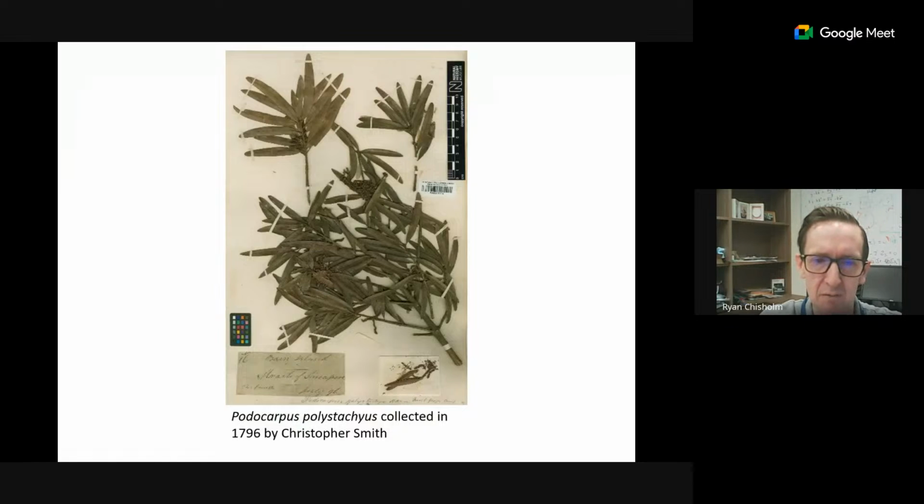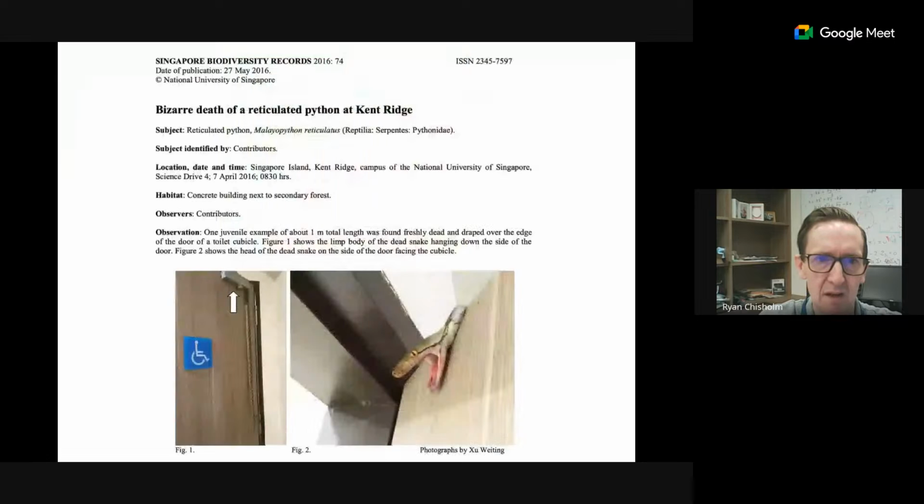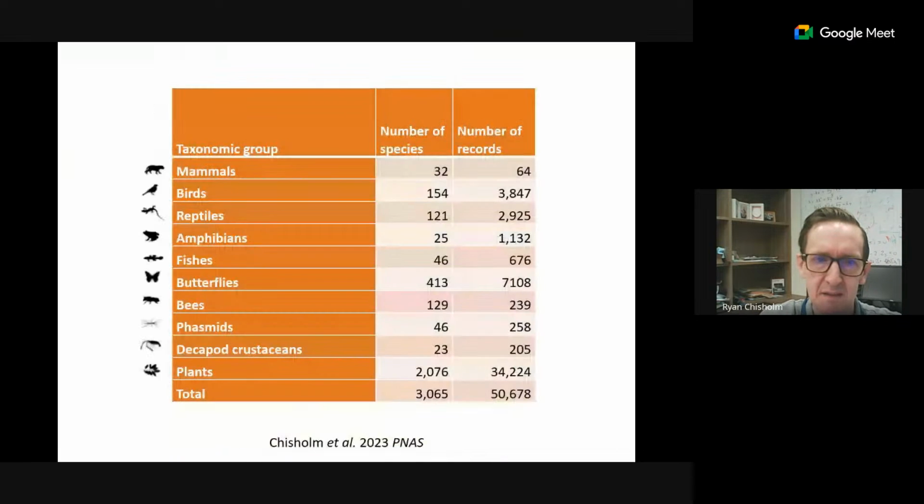We compiled over 50,000 biodiversity records over more than 200 years. This is our very first record, of a plant collected here in 1796. More recently, we've had a lot of records from citizen science and online journals. This is just one of a poor python that got killed in a toilet on campus here. But just to make the point that every one of these records has a story behind it, we condense it into this big database. As I said, more than 50,000 records, more than 3,000 species across 10 major taxonomic groups.